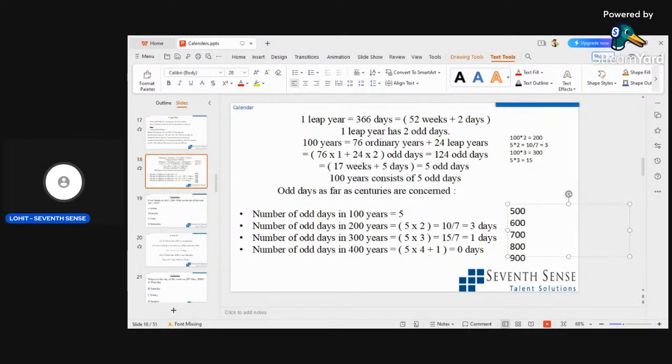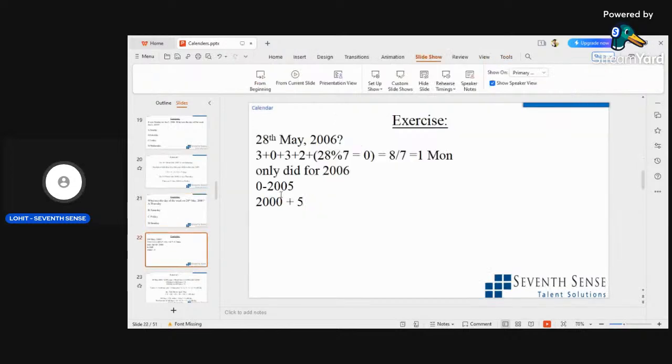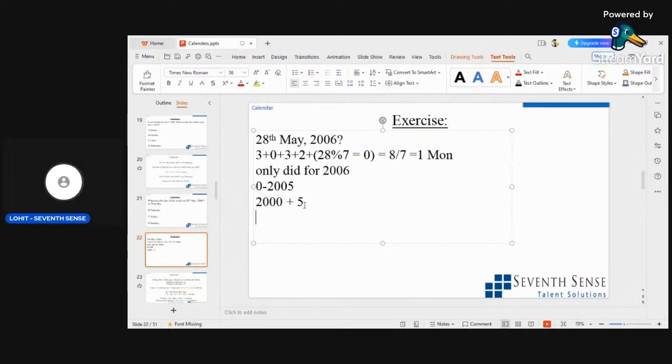Okay, so the answer of this 500 will be how much? Answer of 500 will be 5. Answer of 600 will be 3. Answer of 700 will be how much? 1. Answer of 800 will be 0. Again it starts. It will be 5. So it will go in a circle. Okay. So the same thing, how much will it be for 2000? My next question for you: how much will it be for 2000?